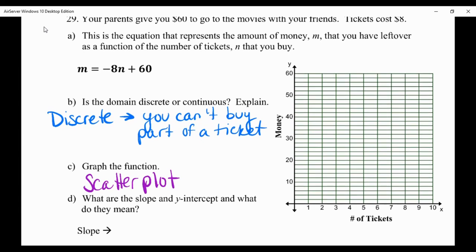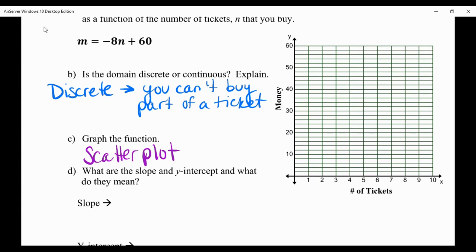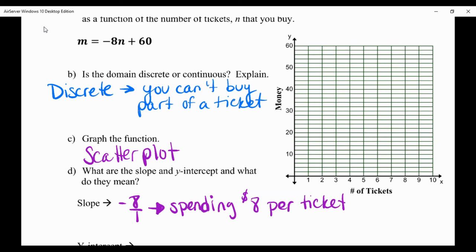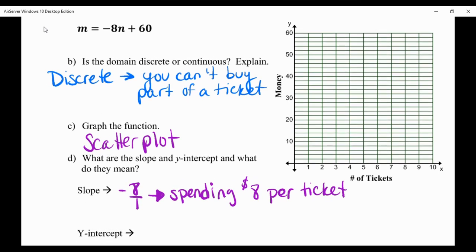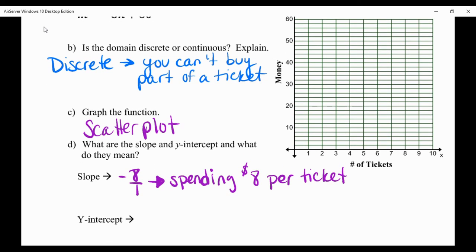So in that equation, the slope is negative 8/1. And this represents that you're spending $8 per ticket, which is why it's negative, because you're spending it. The y-intercept is 60, and that represents the amount of money that you start out with.